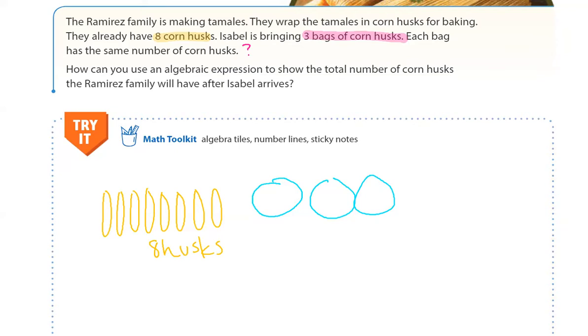So what variable do we want to use to represent the unknown amount of husks? So we've got H for husks. Because we don't know, we can't put a number of husks per bag. So we're going to use H instead. You could use X if you wanted. That's the more traditional one. Doesn't really matter.